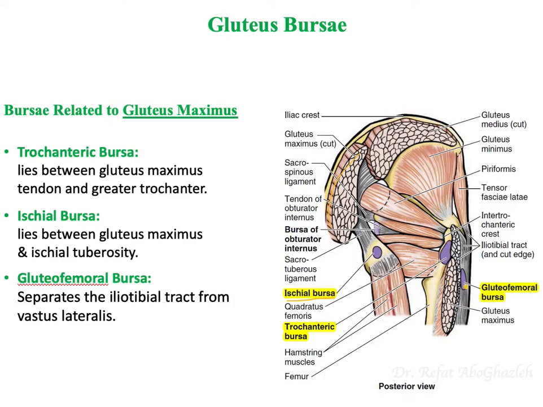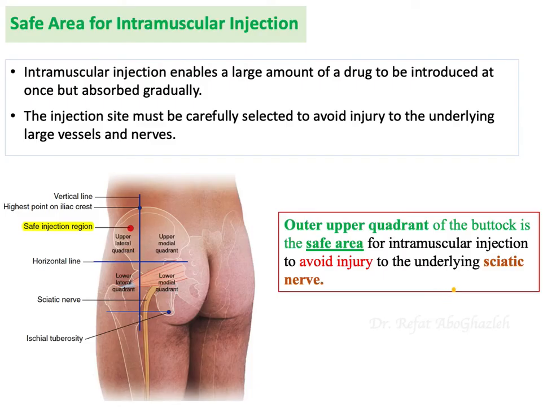And the third one, which is the gluteofemoral bursa here, separates the iliotibial tract that you see here from the vastus lateralis muscle here. So these are mainly the most important bursae there.